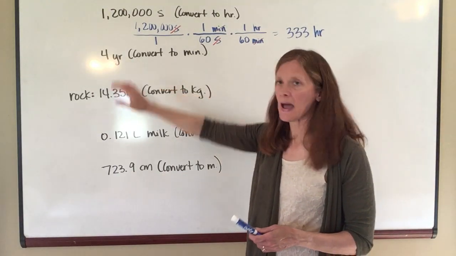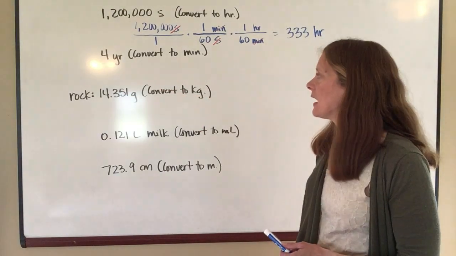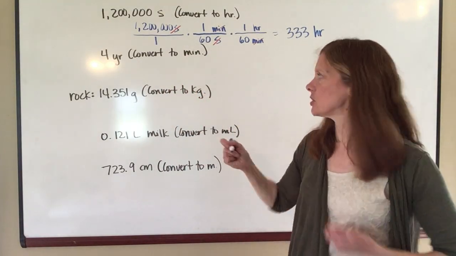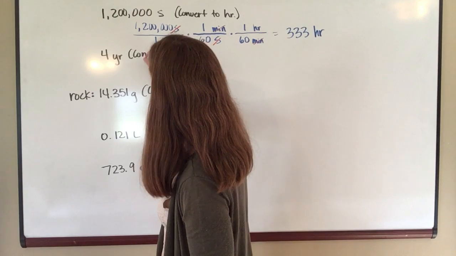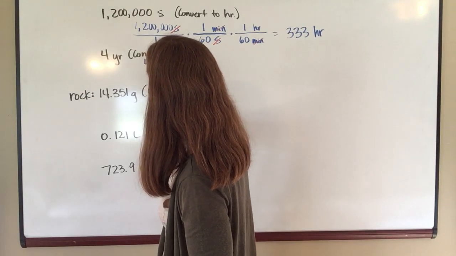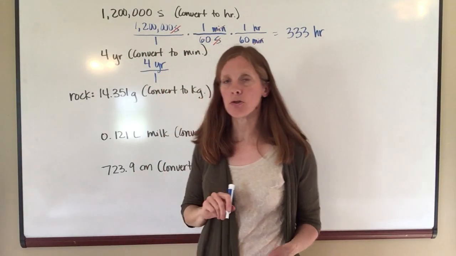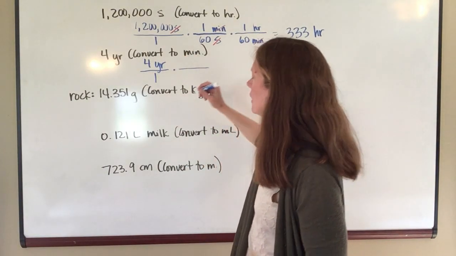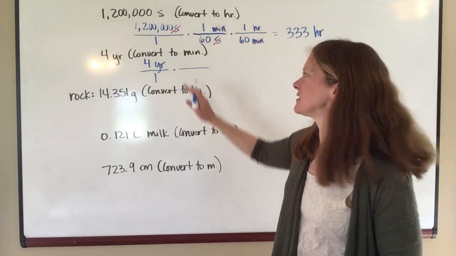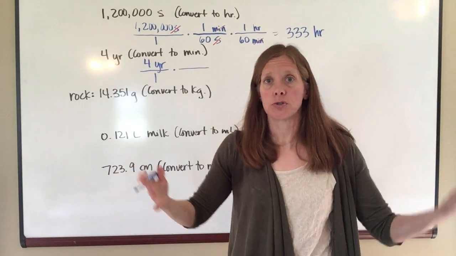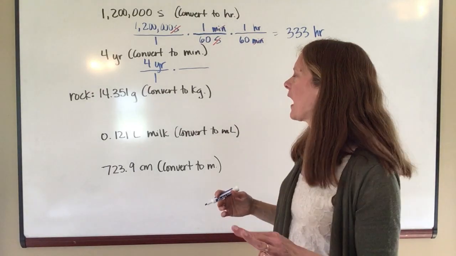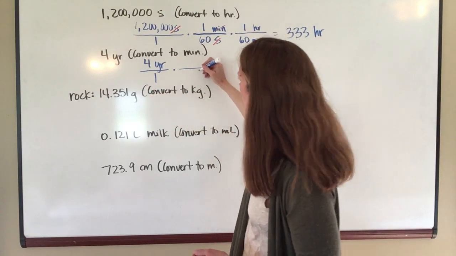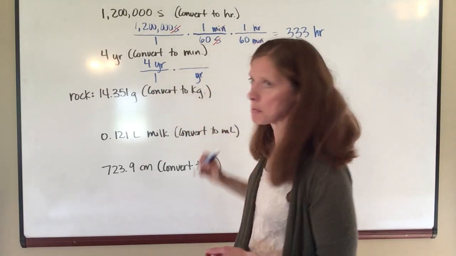I mentioned that I have a 4-year-old grandson, and I want to find out how many minutes he's been alive. So I'm going to start with 4 years, and you always take what they give you and put it over 1. Then I'm going to multiply by something because I need to work my way down to minutes. Now, do you know how many minutes are in a year? I don't. So I do, but I need to figure out what do I know about years? Well, I do know that years is going to have to go on the bottom.